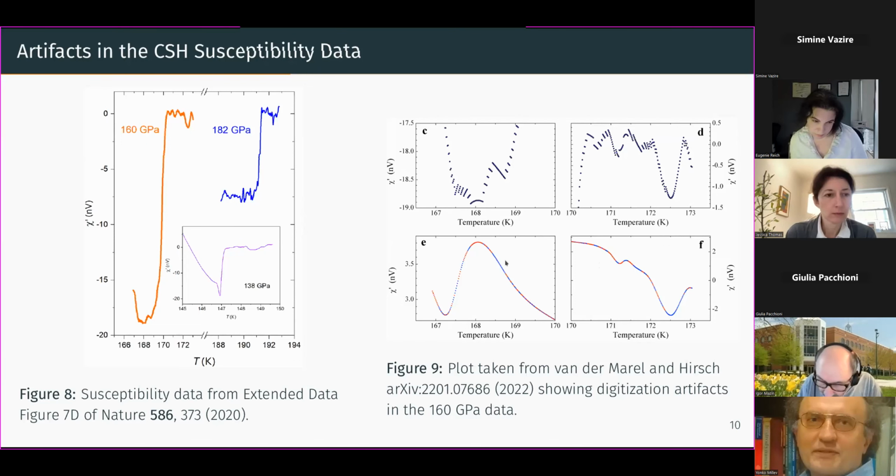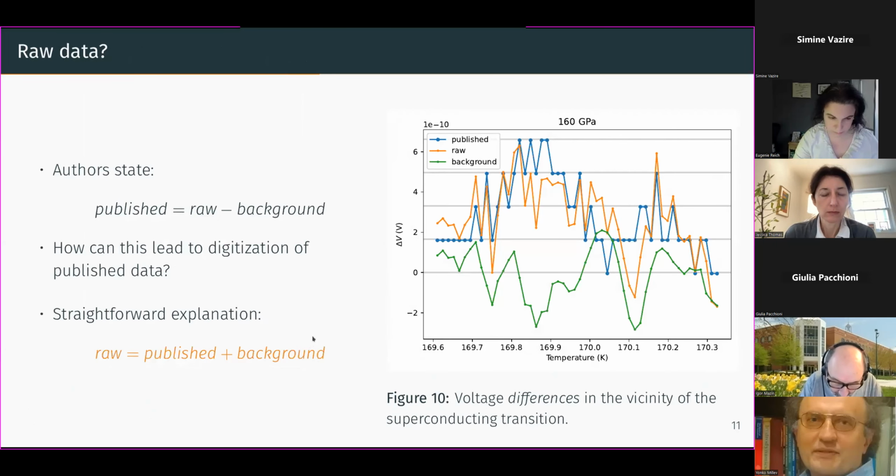Okay, and then this is where things become hard to understand as just a simple background subtraction of a spline. And again, Dirk van der Marel has given a very nice presentation on all the reasons why that explanation doesn't make sense. I will give you my kind of short version of that.